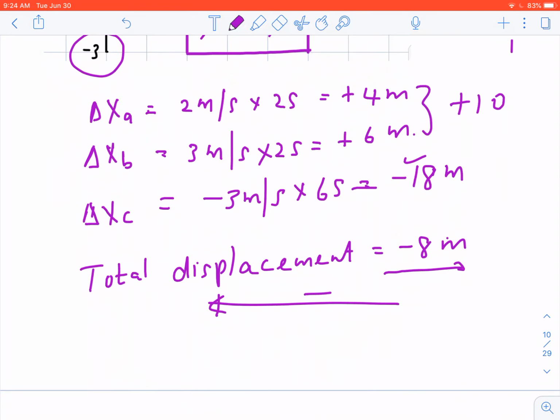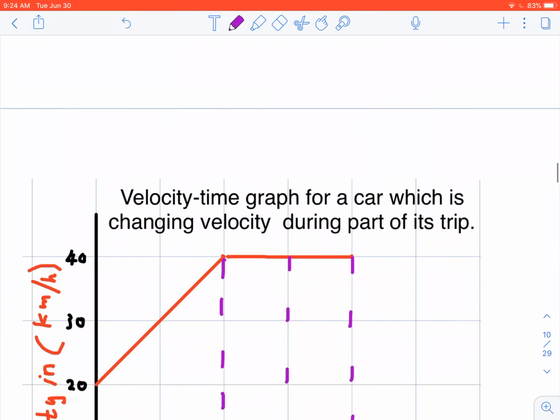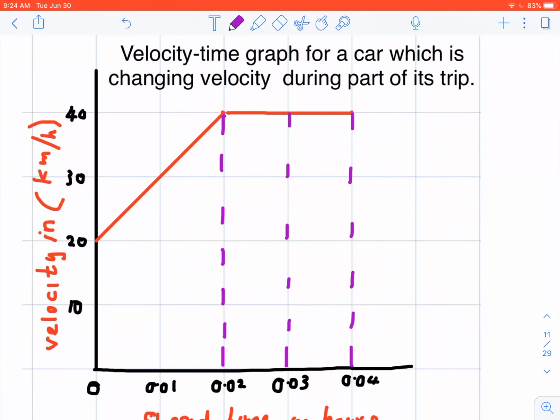Now let's look at one more where we determine the area. So now here we've got the area in which we have a changing velocity during part of its trip. So if we want to determine the area, I would say we'll look at this area, and then we'll look at this area here. So we could do that area, work out this area.